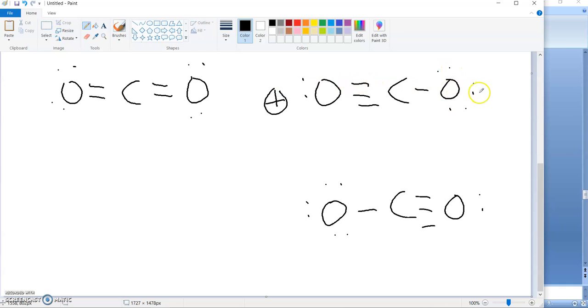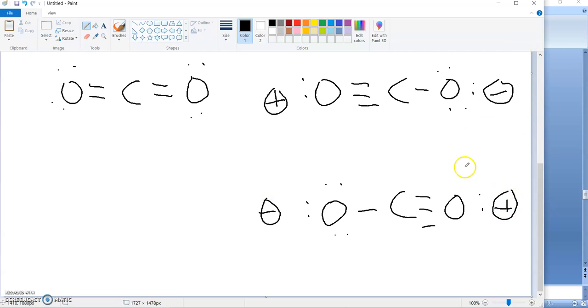This oxygen: 2, 4, 6, 7. It came in with 6, it now has 7, so it must have a negative formal charge. So this form of the CO2 molecule has formal charges, 1 plus and 1 minus. The other one down here, the same discussion applies. This one over there is negative, that one over there is positive.